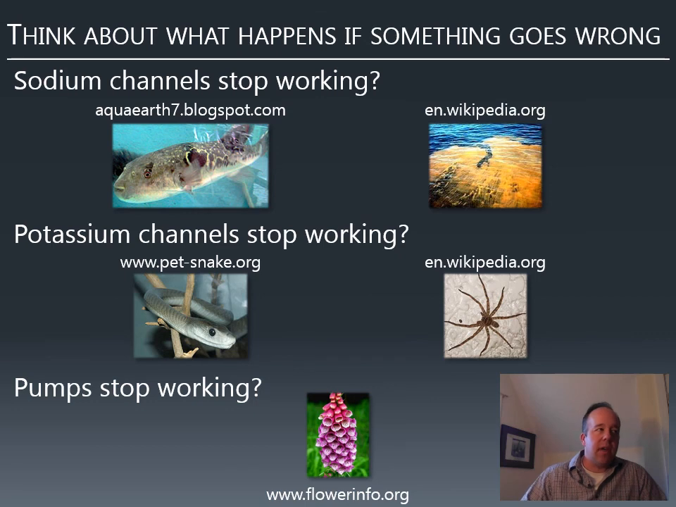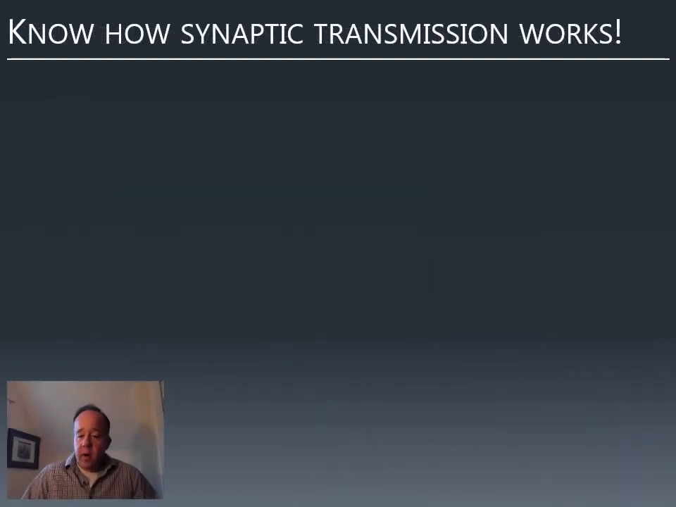And again, you could memorize the sequence of events in the action potential, and it's good to know them. But if you understand this as a dynamic process, as a series of interlocking parts, then you can predict what will happen if this system is disrupted in a very specific way. So that's important too. So, synaptic transmission.